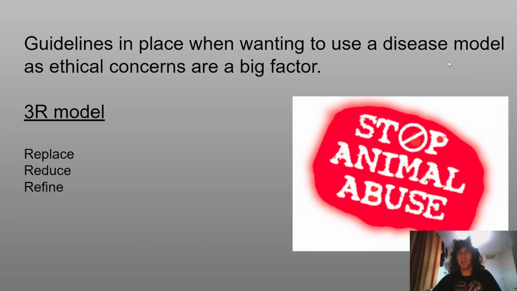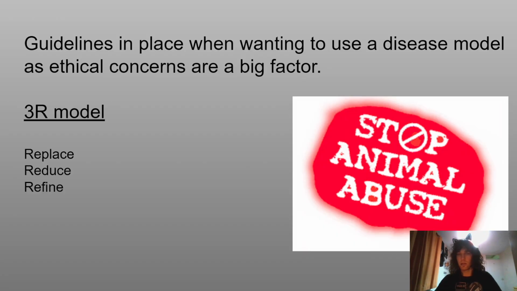So some guidelines need to be in place if you're injecting a bunch of animals with diseases. One that's used often is the 3R model. First, replace animals that you don't need to use. What do I mean? If you want to model a disease in chimpanzees, but you can just as easily model that disease in a fruit fly, go ahead and use the fruit fly instead of the chimpanzee.